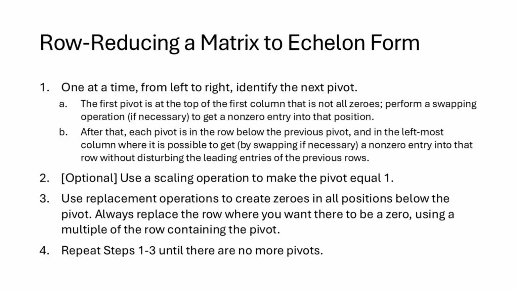The second step is optional, but sometimes helpful: use a scaling operation to make the pivot equal 1. The third step is to use replacement operations to create zeros in all positions below the pivot. Remember that that's one of our conditions for echelon form. And we always want to replace the row where you want there to be a zero using a multiple of the row that contains the pivot. And then we repeat this process. So that's a lot to digest, but as we start working through some examples, it'll start to make more sense.